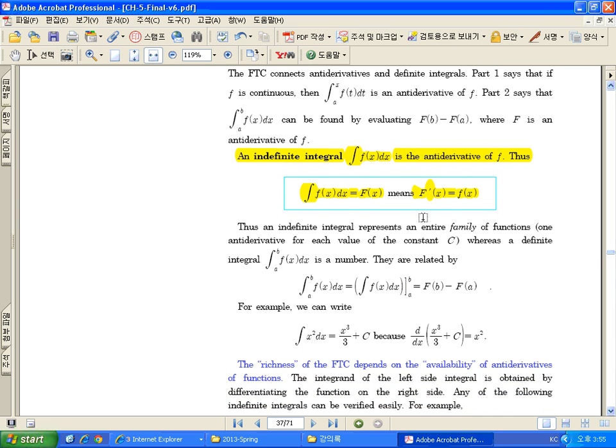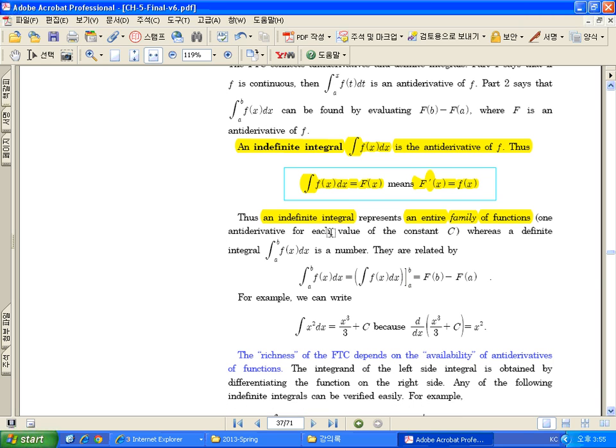This antiderivative is not only one function. Actually, this indefinite integral represents an entire family of functions, one antiderivative for each value of the constant c.